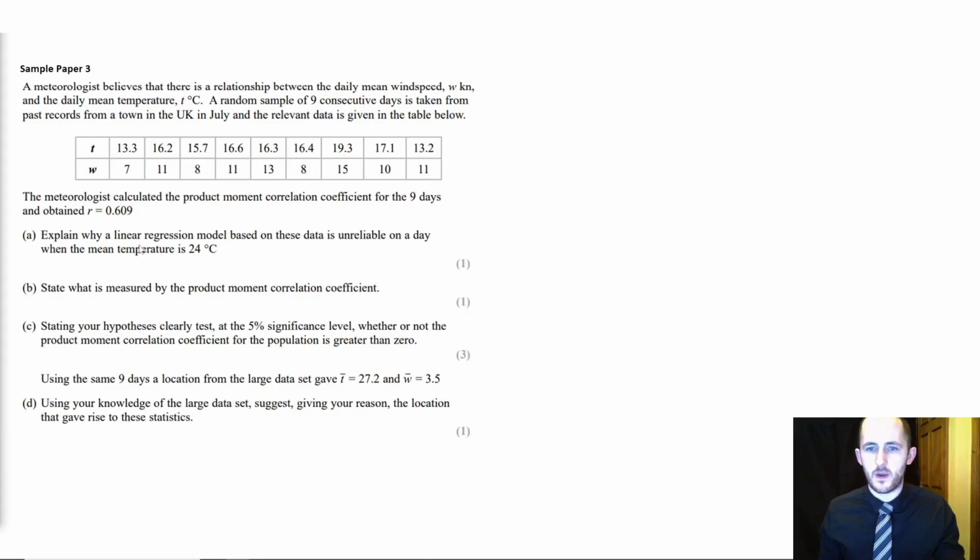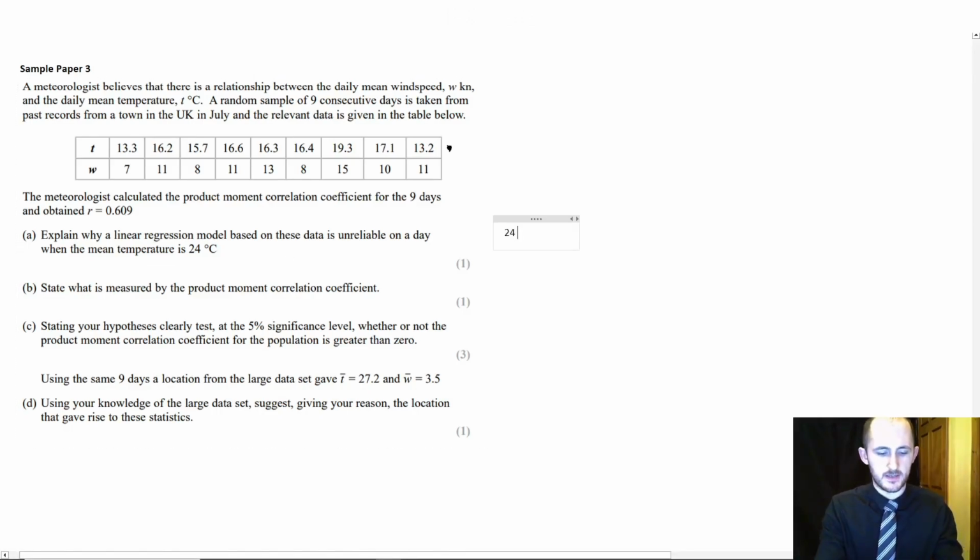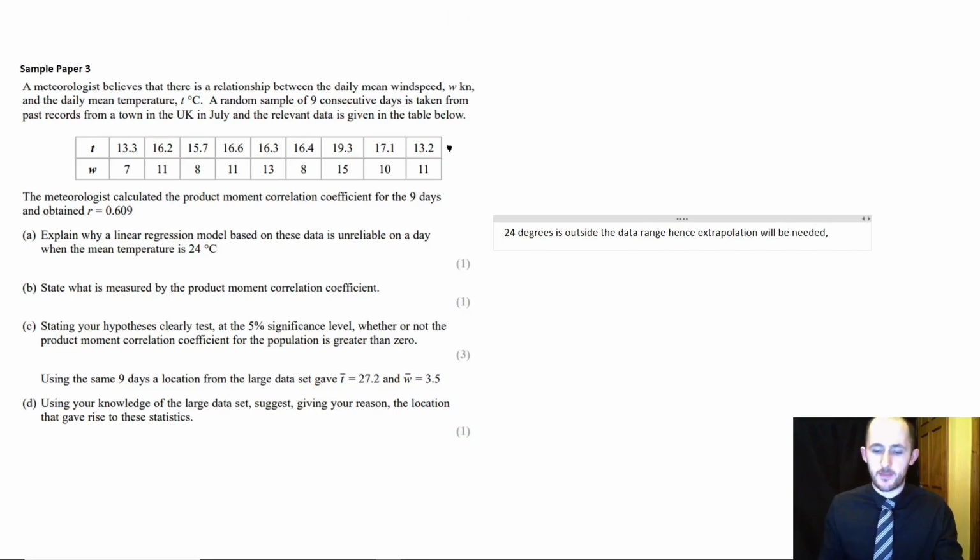Explain why a linear regression model based on these data is unreliable on a day when the mean temperature is 24 degrees. Well, if we look at the temperatures here, none of them are anywhere near 24 degrees, which means it's outside of the data range. So all you'd have to do is write 24 degrees is outside the data range, hence extrapolation will be needed. Anytime you extrapolate, it's unreliable. Okay.